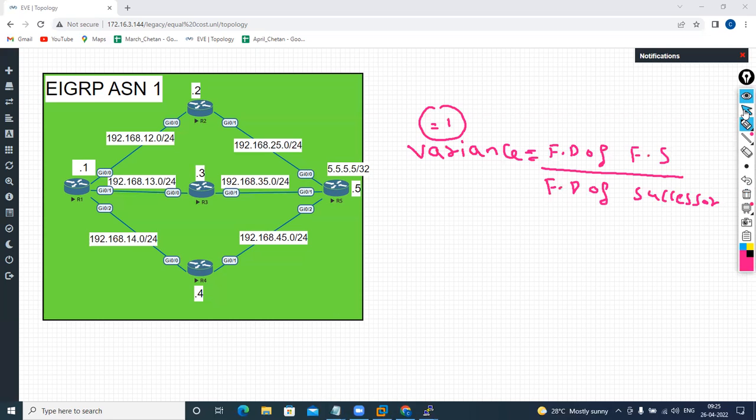And you need to go under the router EIGRP process. Then you need to mention the variance value. Router EIGRP, ASN, and variance, and the variance number.